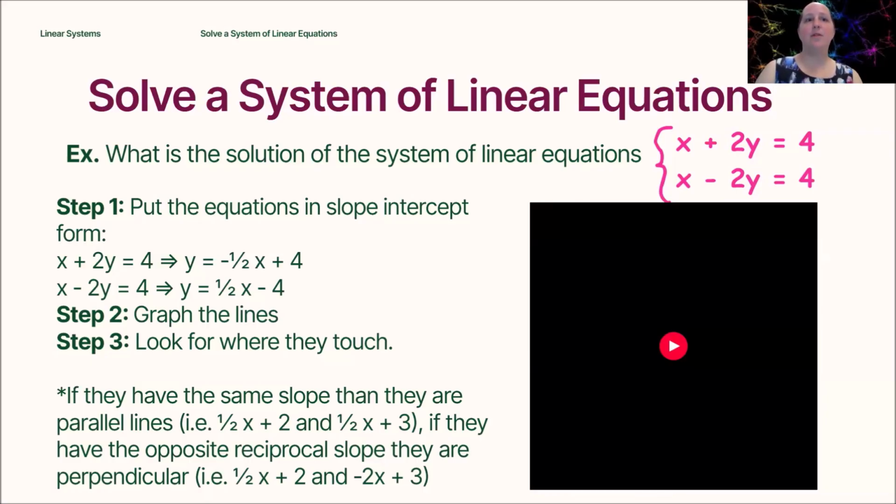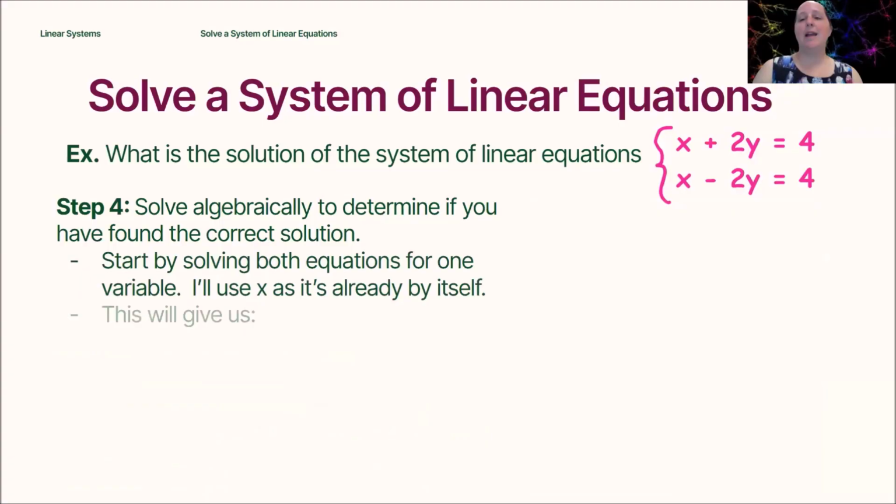If you have the same slope, then they are parallel lines. So like 1/2 x plus 2 and 1/2 x plus 3 would be parallel lines. And if they have the opposite reciprocal slope, they are perpendicular. So 1/2 x and -2.